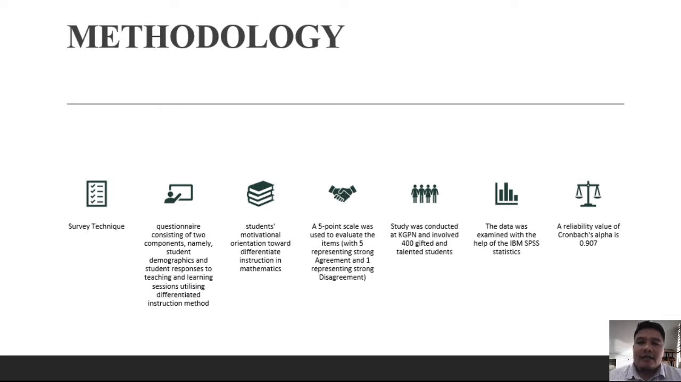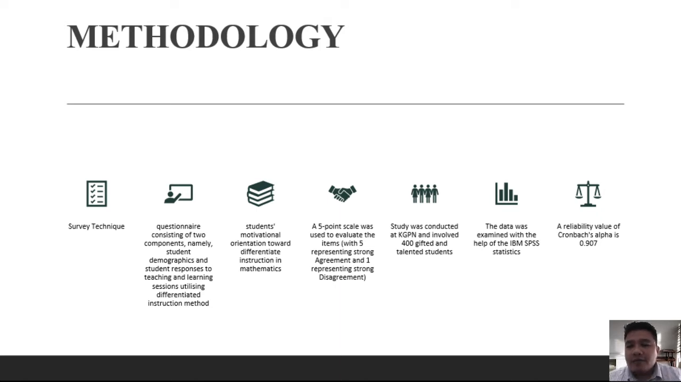Okay, this is the methodology for this research. I use survey techniques. We developed a questionnaire that consists of two components, namely student demographics and also student response to the teaching and learning session utilizing differentiated instruction method. Okay, we want to measure student attitude toward this kind of pedagogy. That's why we must develop a questionnaire that measures the student response to teaching and learning sessions utilizing differentiated instruction method.